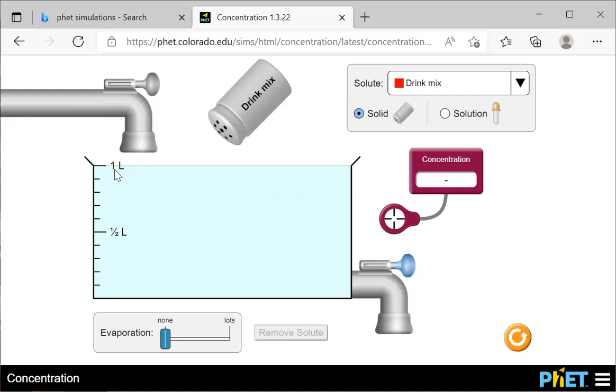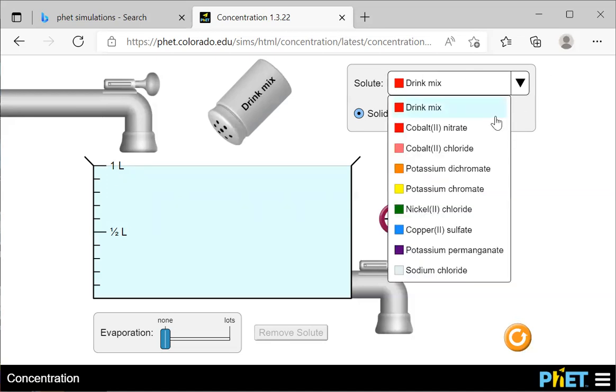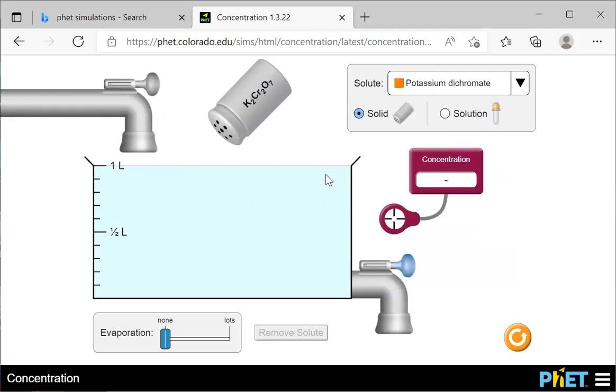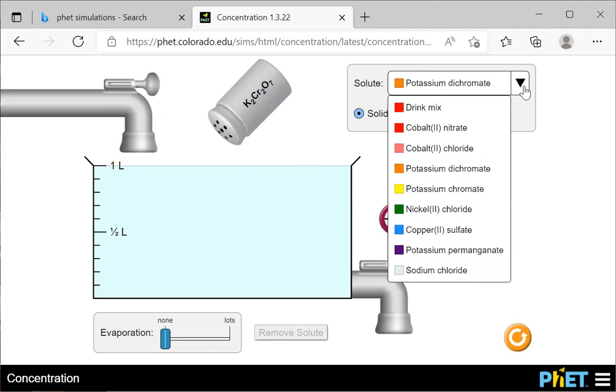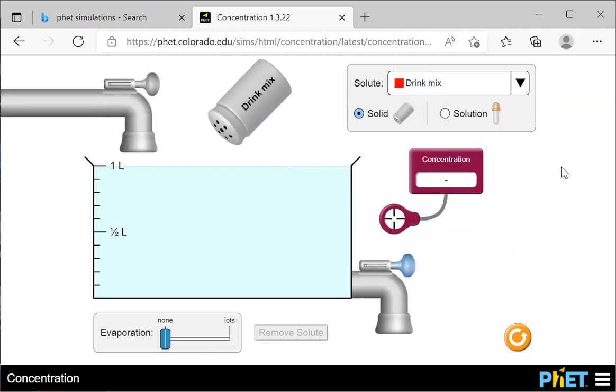At first, we are going to start with the drink mix. You can change those solid solutes by going to the drop-down menu and then clicking on them. As you can see, as you click, the chemical formula for the chemicals shows up in the shaker, and they're different colors for those solutes. I'm going to now change it back to the drink mix.